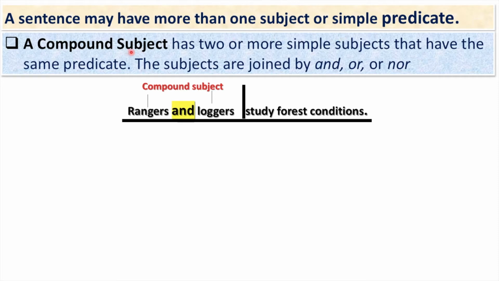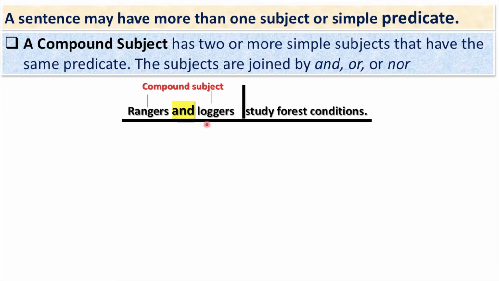A compound subject has two or more simple subjects that have the same predicate. Again, the compound subject has two or more simple subjects that have the same predicate. The subjects are joined by what? By and, or nor. Okay?